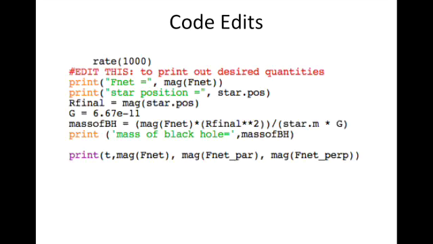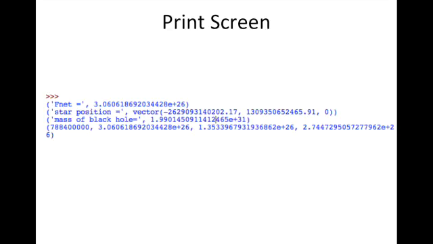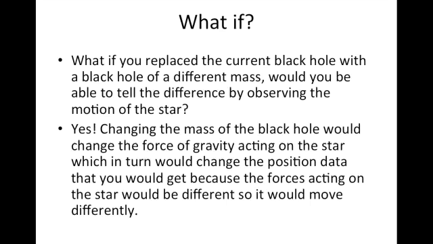So this is my print screen. Basically, I set up a couple of different print lines, but the most important thing that I did here was set up the gravitational force equation and isolate for the mass of the black hole, which is what we had originally intended to find. So I set the mass of the black hole equal to the magnitude of Fnet times R final squared divided by the star's mass times the gravitational constant, and I printed those out. And here you can see a bunch of different print lines. The most important is probably the mass of the black hole is equal to 1.99 times 10 to the 31st, because that is the mass of the black hole that I solved for.